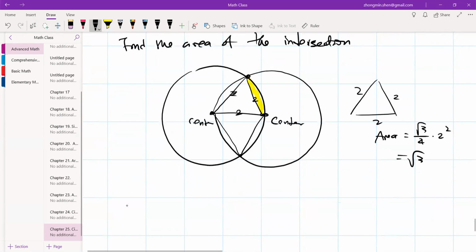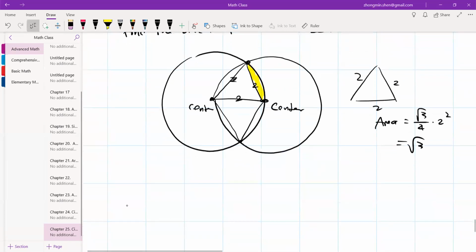So how do you find the area of that small piece? I'll give you 1 minute to think about it.